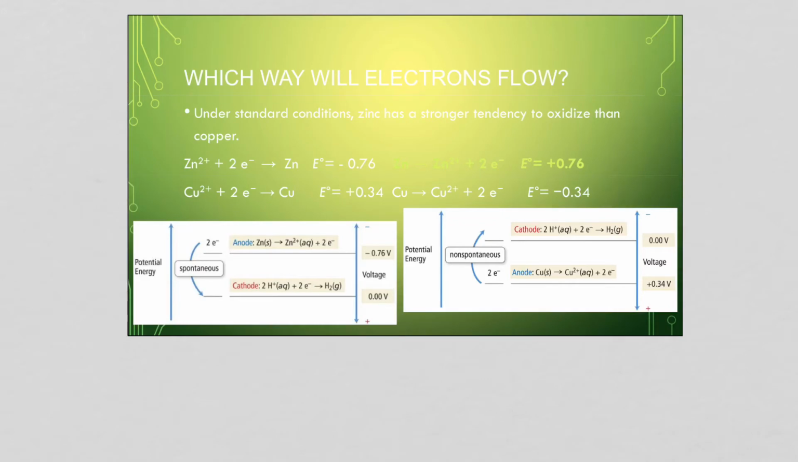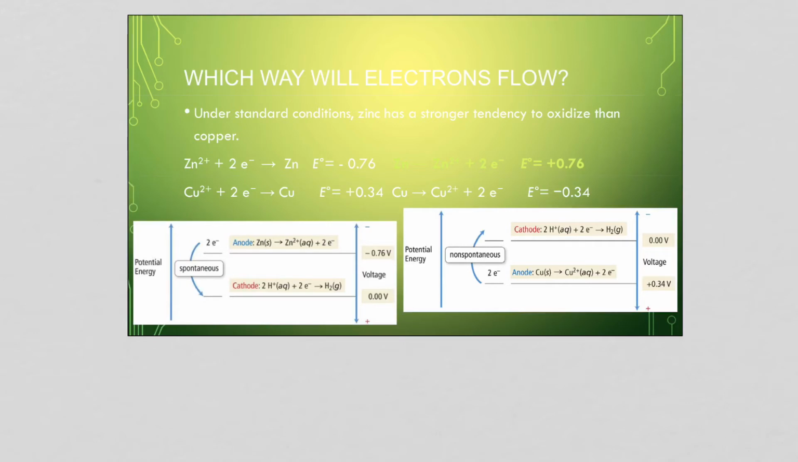All right, so we just saw that zinc has a negative cell potential compared to the SHE electrode. In other words, electrons will spontaneously flow from the zinc to the SHE electrode, allowing the SHE electrode to undergo reduction and the zinc to undergo oxidation.